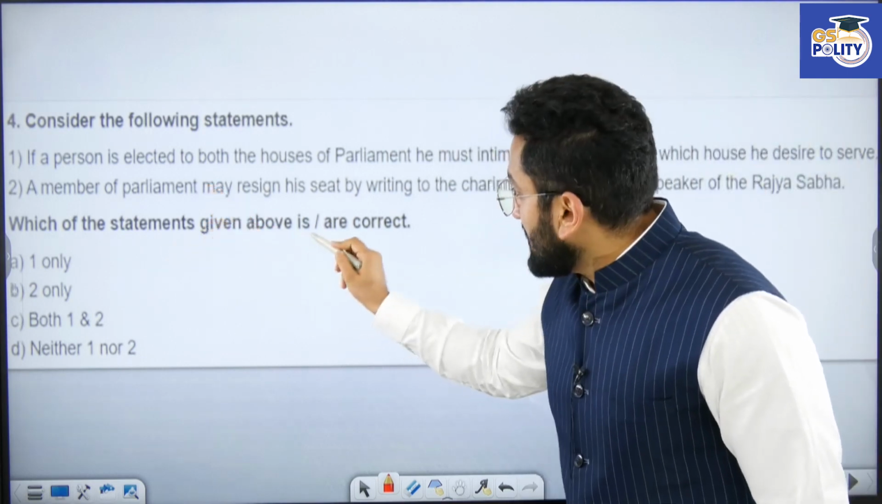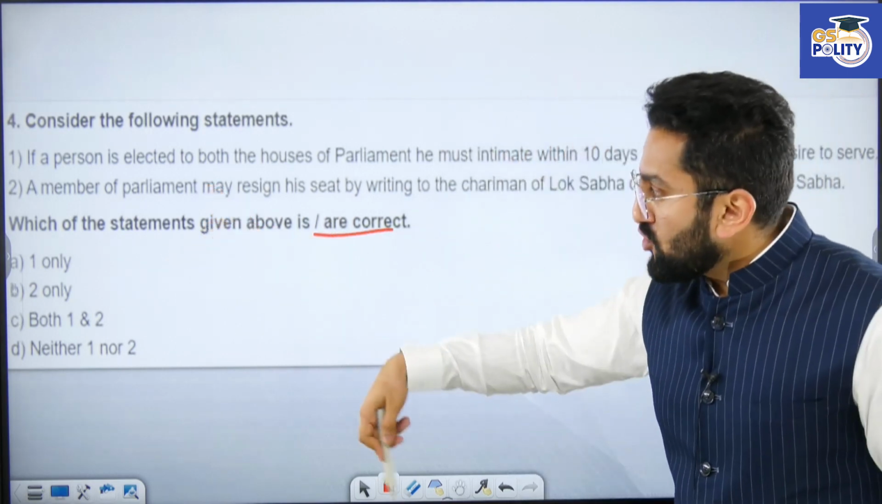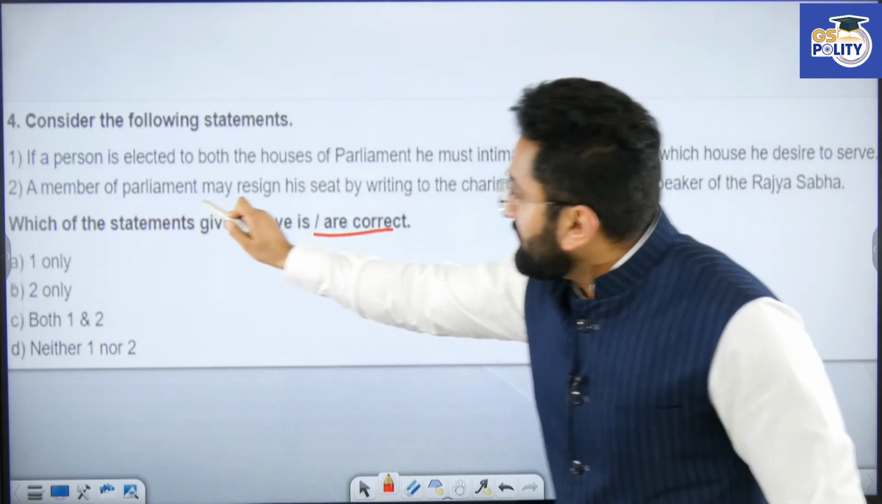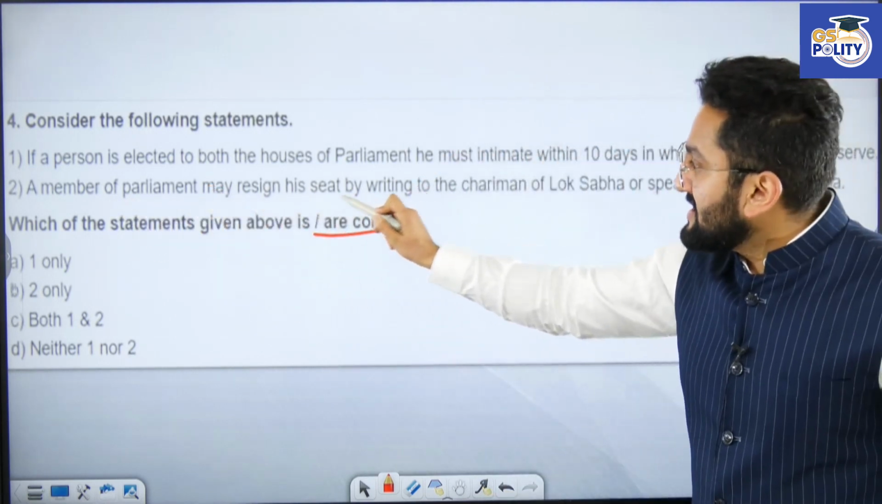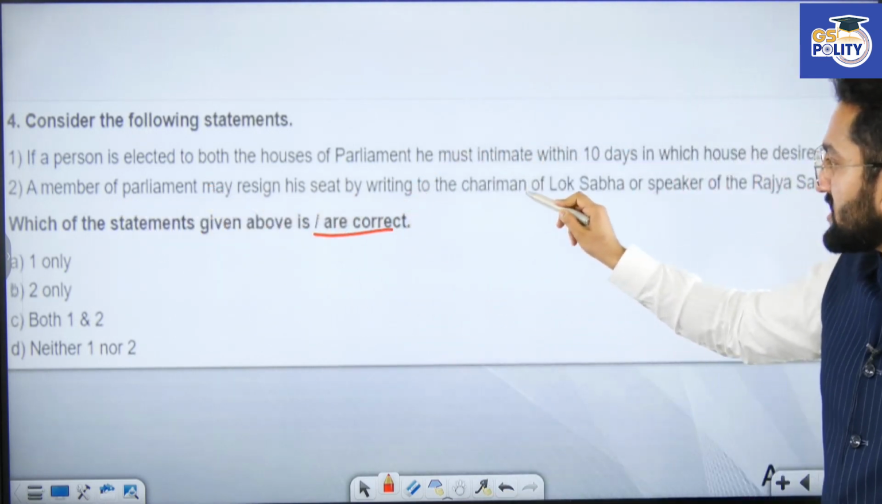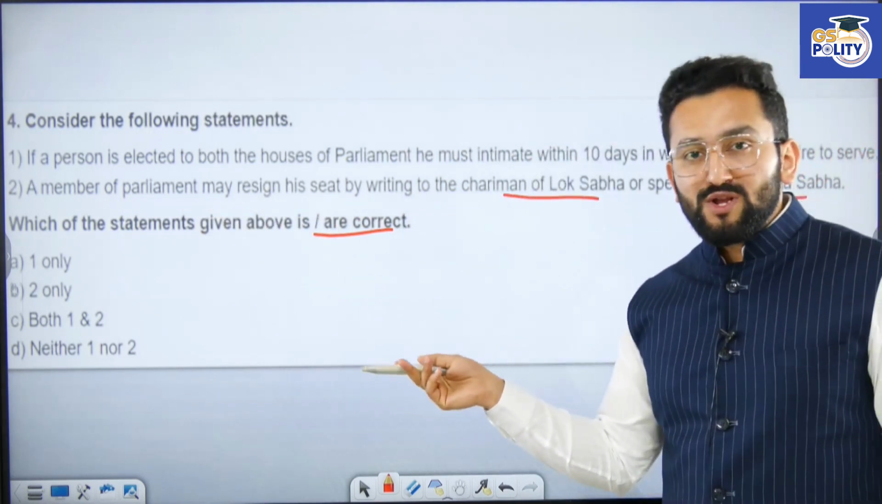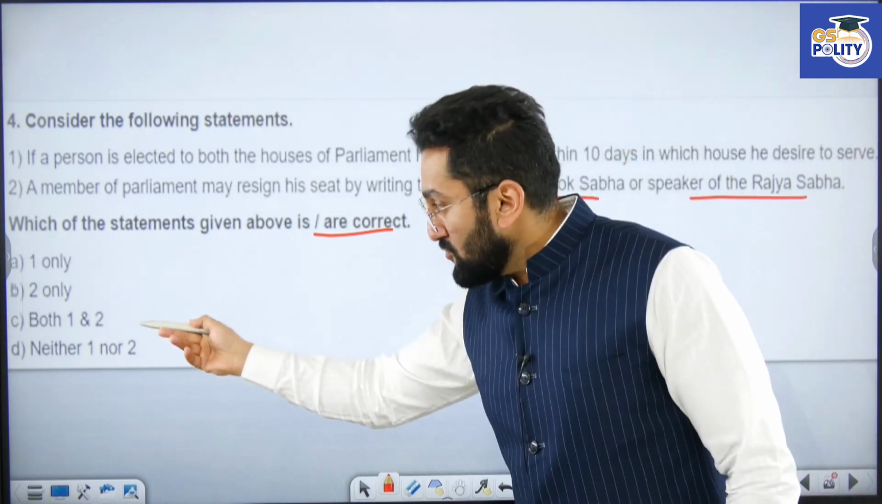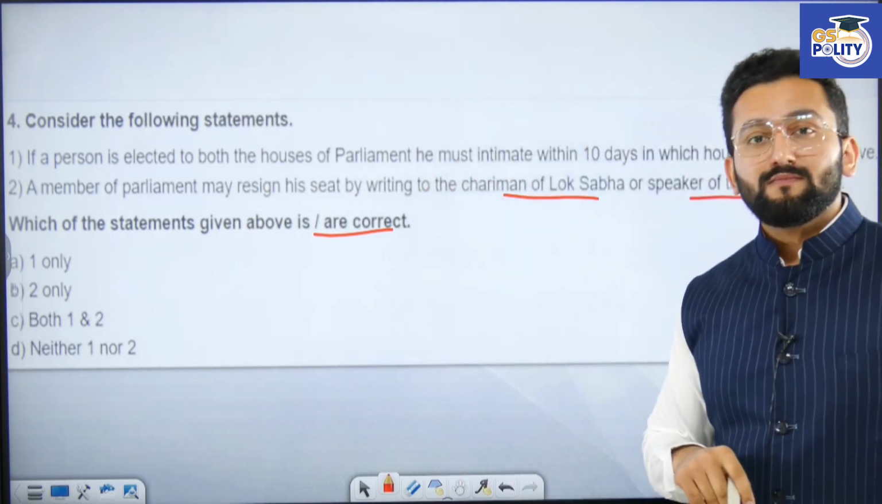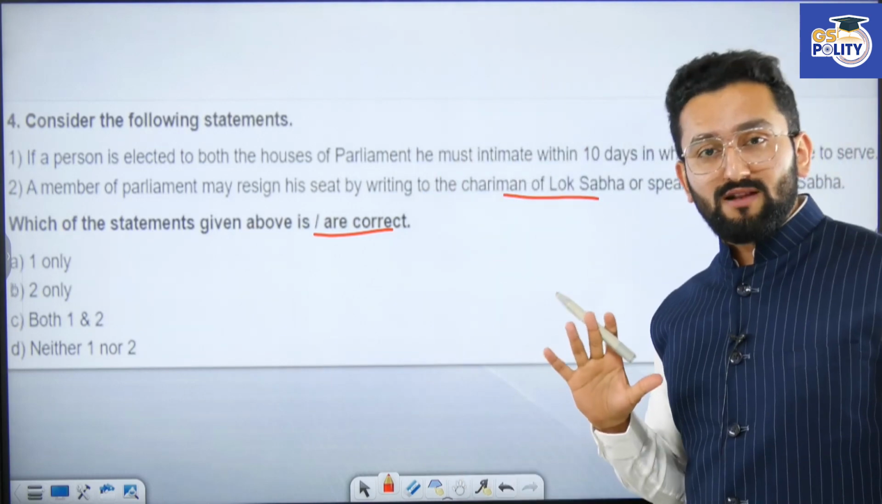First statement, you have to tell which statement is correct. Second: a Member of Parliament may resign his seat by writing to the chairman of Lok Sabha and the speaker of Rajya Sabha. Now tell me which option is correct: only one, only two, both, neither. Come on. You have 5 seconds to do that. Rapid fire.